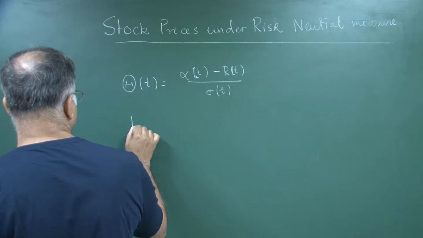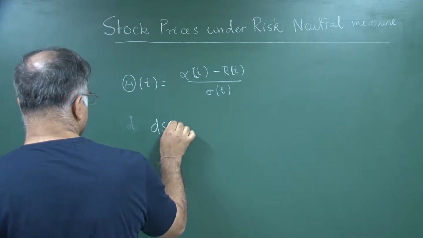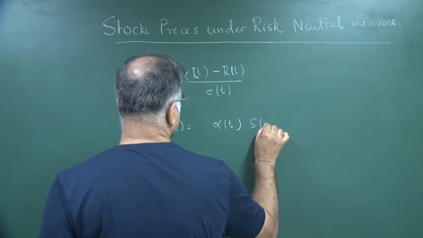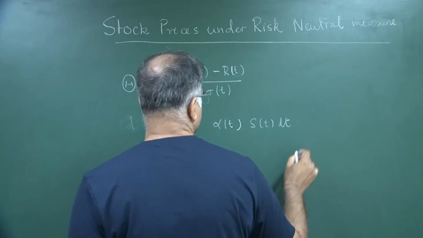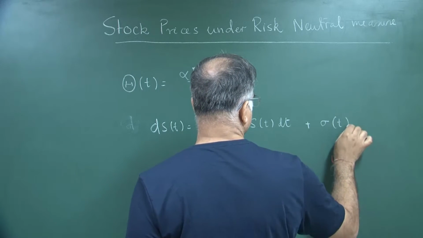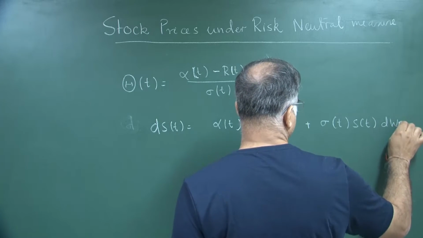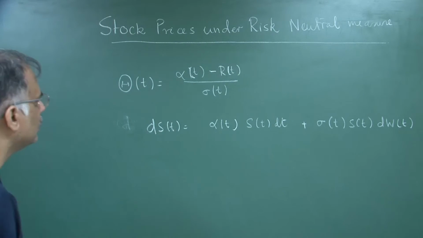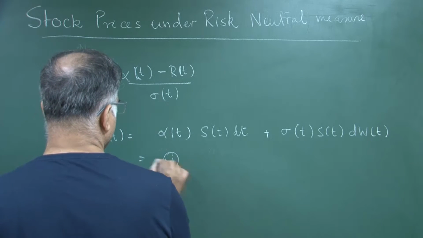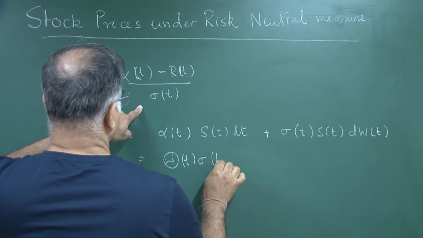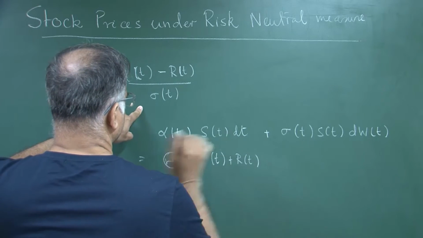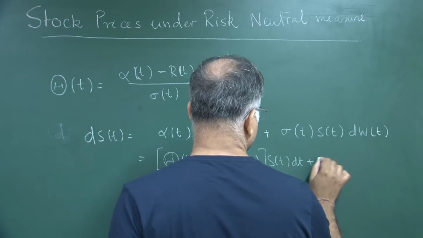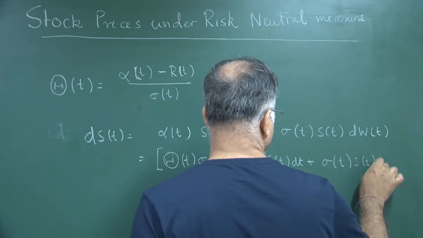Now, dst, so we have already seen d of st is equal to alpha t st dt plus sigma t st dw t. So, let us see from here, let me write down what is alpha t. So, it is theta t sigma t plus r t, this into s t dt plus sigma t s t dw t.